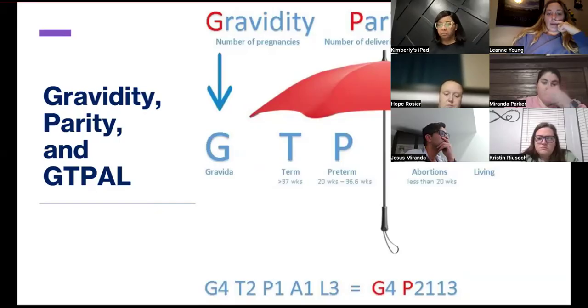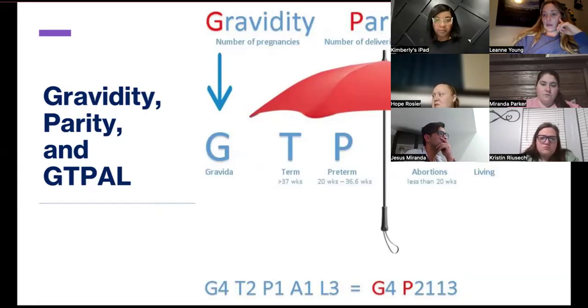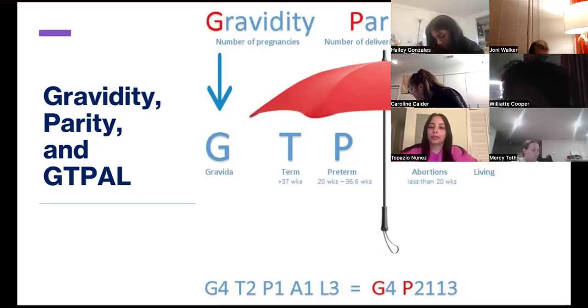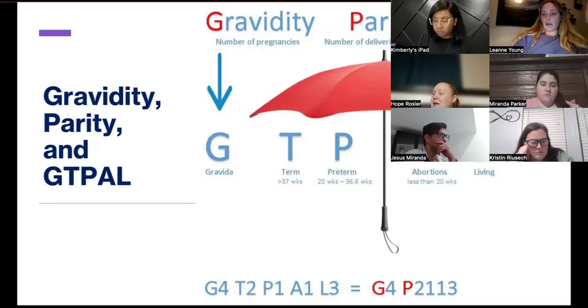When we're talking about GTPAL, we're talking about gravidity and parity. Gravidity is the number of pregnancies that a woman has had, regardless of the outcome. Whether it was a full term baby, preterm baby, spontaneous abortion, miscarriage, elective abortion, ectopic pregnancy, whatever it may be. If it's a pregnancy, it's a G. If it's a pregnancy, it counts towards your G's. Parity is the number of deliveries after 20 weeks. This is a little bit different when we're just doing G's and P's, so to give you guys some context.